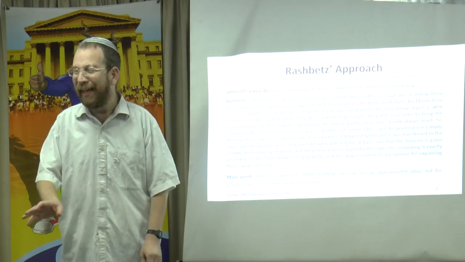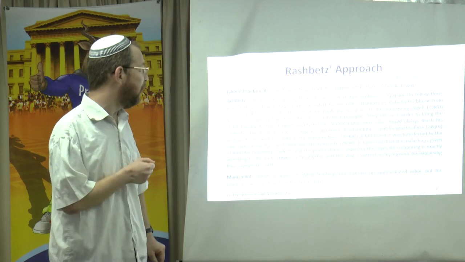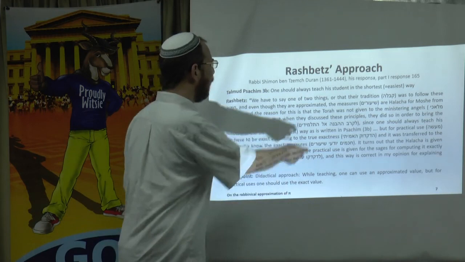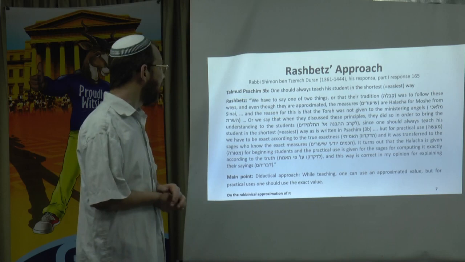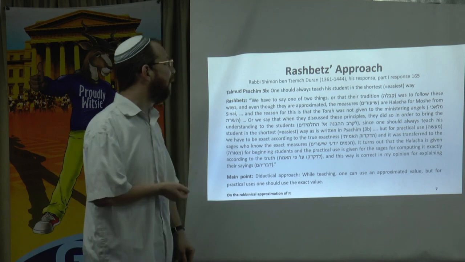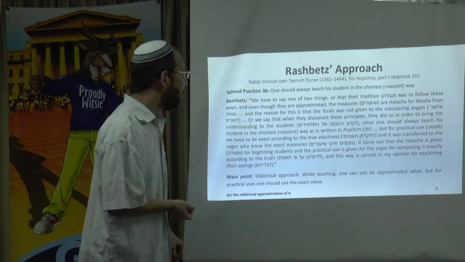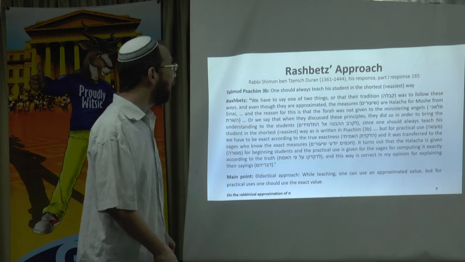Anyway, but now what does the Rashbetz say? He says the following. We have to say one of two things. Either that it is their tradition, their Kabbalah, to follow these ways, and even though the measures, shiurim, are approximated, they are Halacha L'Moshe MiSinai. Or the reason is that the Torah was not given to ministering angels, to Malachei HaShareit.